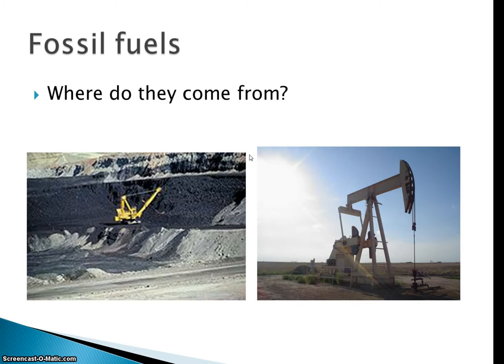Where do they come from? If you notice, this is coal and it comes from the crust of the earth. Alright, places like mountains, you can mine coal from the earth's crust, and you can also get things like natural gas and petroleum from under the ground. Alright, from underground.